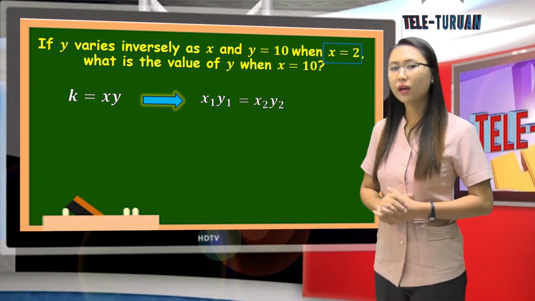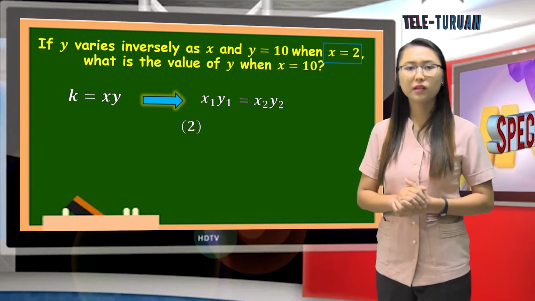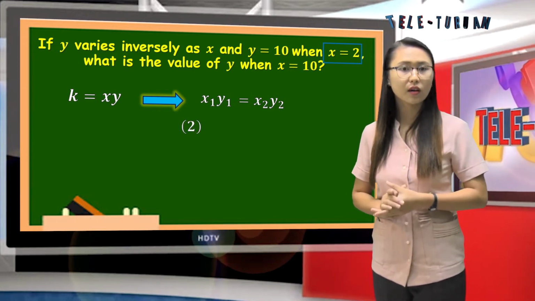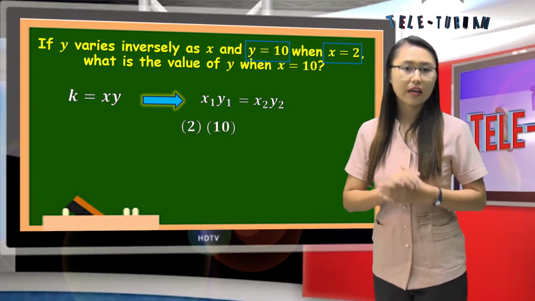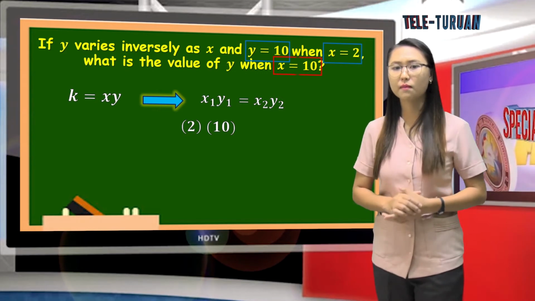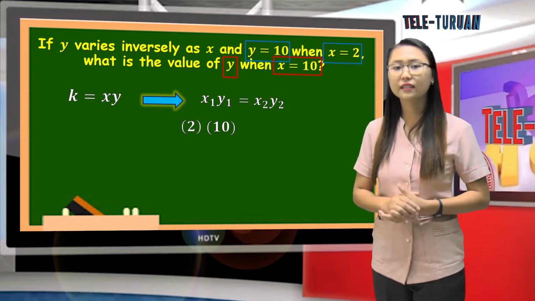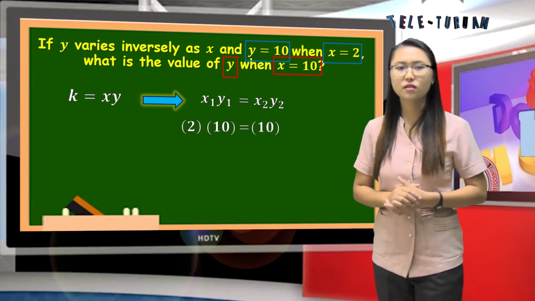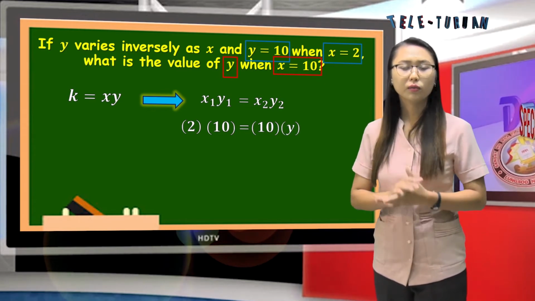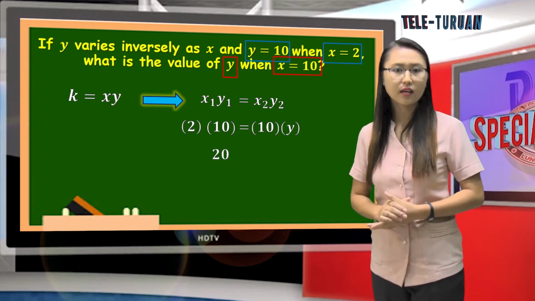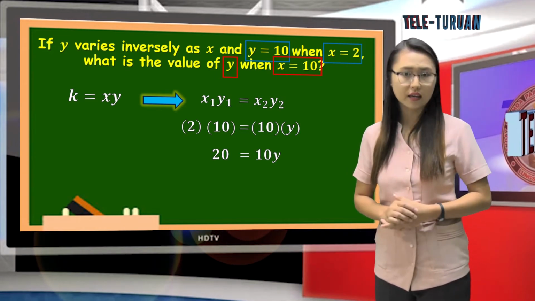We will use this equation to solve for y. In x sub 1 and y sub 1, we will substitute the first value of x, which is 2, and the first value of y, which is 10. On the other side of the equation, we will substitute the second values of x and y. The value of the second x is 10. And since there is no value for the second y, we will just write y. 2 times 10 is 20 equals 10 times y, which is 10y.